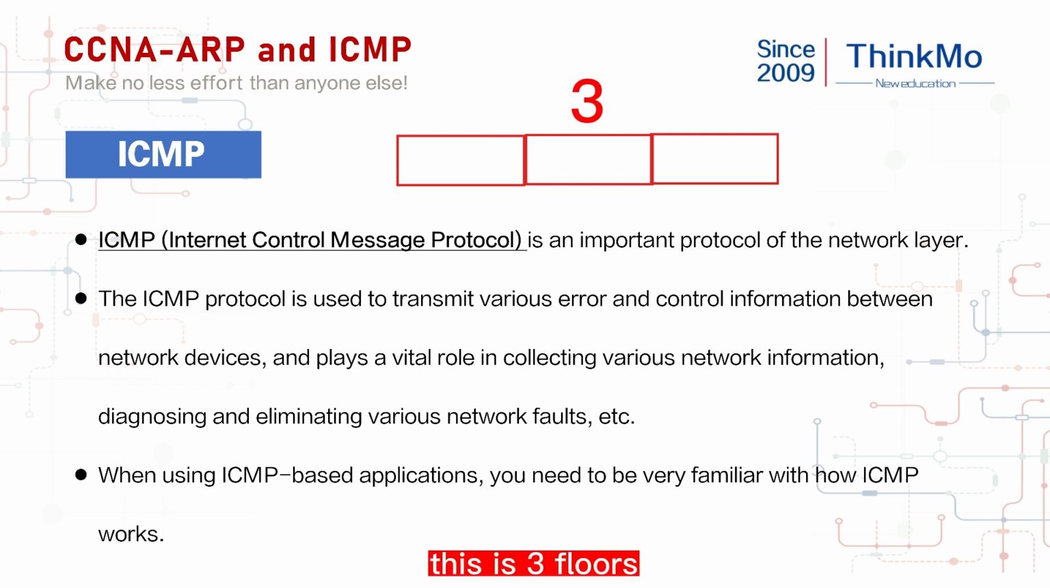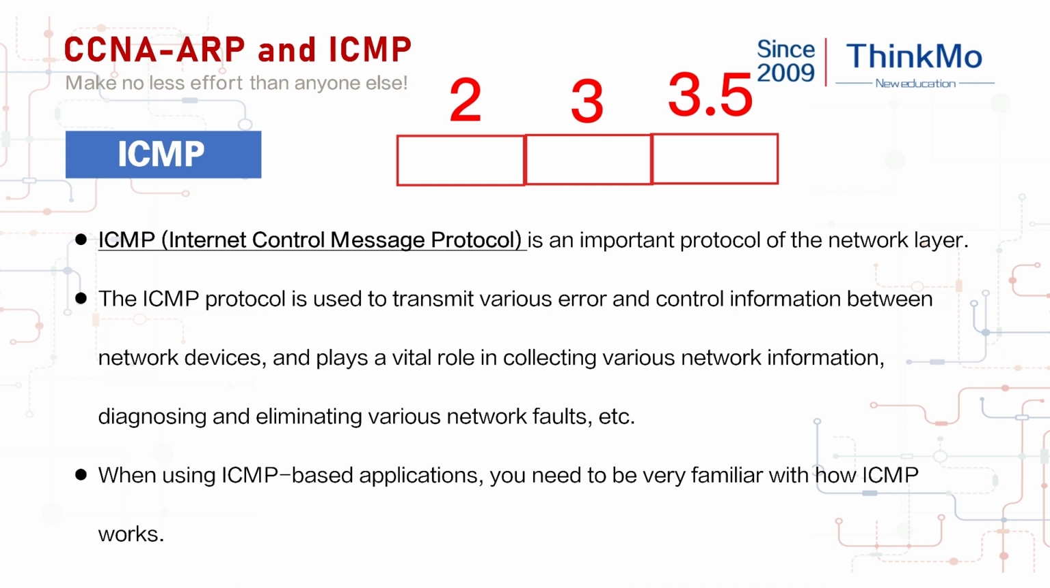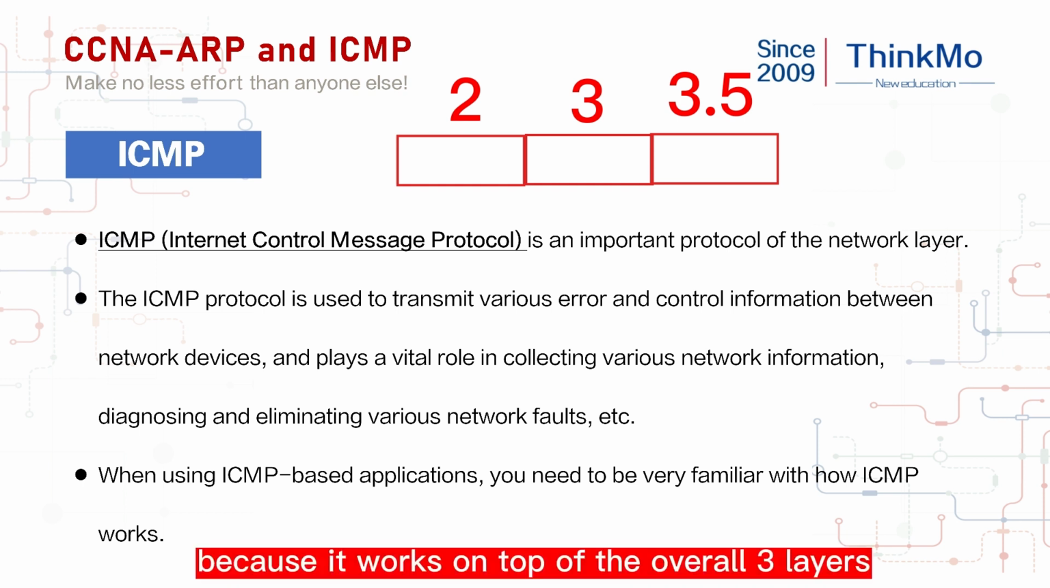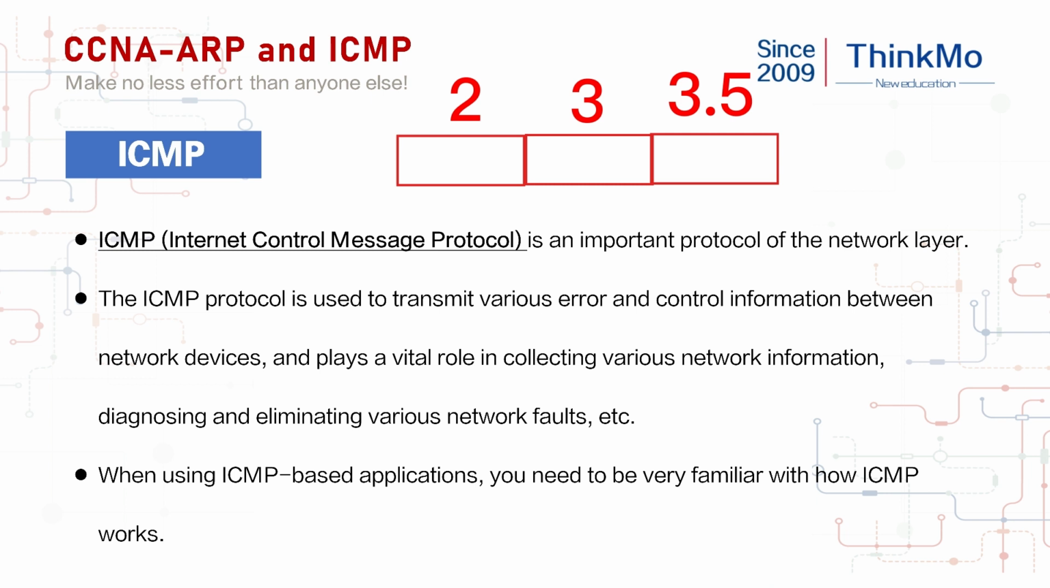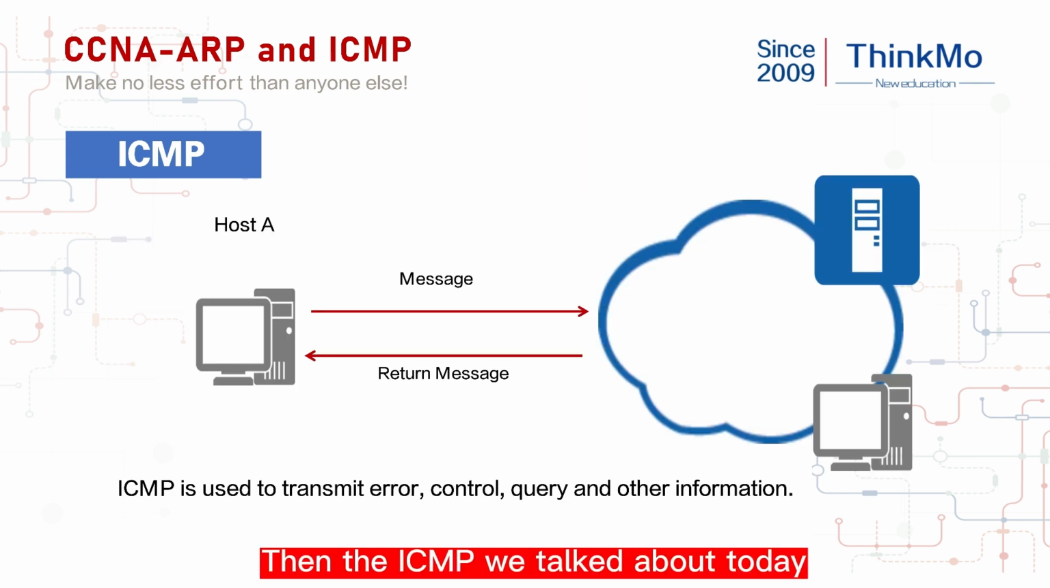This is layer 3. This is layer 2. This is ICMP. So we often call ICMP a layer 3.5 protocol, because it works on top of the layer 3 header. It is encapsulated in this location. Behind it there is nothing at all, the same as ARP. It is also a special message form. Then the ICMP we talk about today, what exactly does it do?